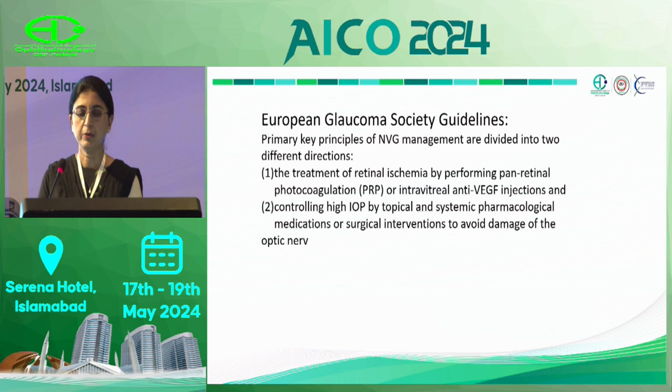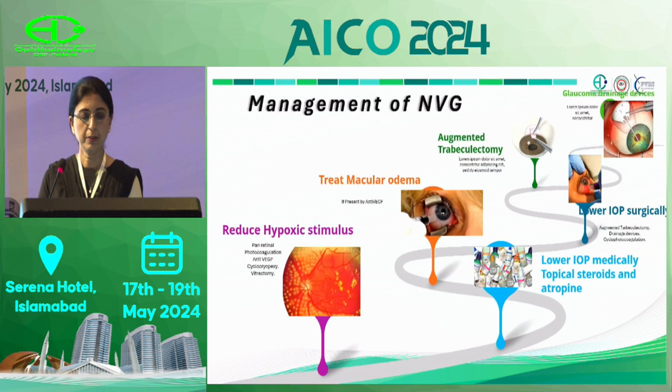We have European Glaucoma Society guidelines. It divides the management into two arms. One, directed at the treatment of retinal ischemia by performing PRP, and second, control of intraocular pressure. So a number of modalities are available to reduce hypoxia: PRP, anti-VEGF, cyclocryovitrectomy, and treating macular edema with anti-VEGF. Lower intraocular pressure medically with anti-glaucoma medication, and then when needed, augmented trab and glaucoma drainage devices. Patients who have poor vision can undergo cyclocryotherapy.